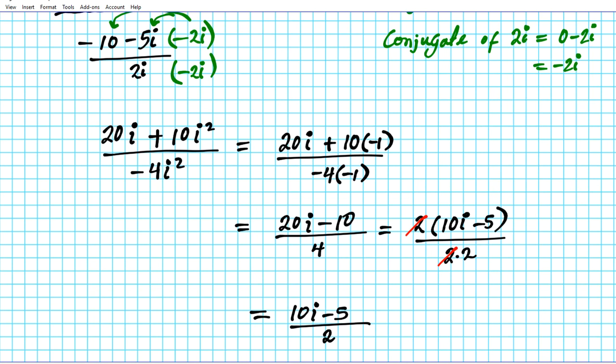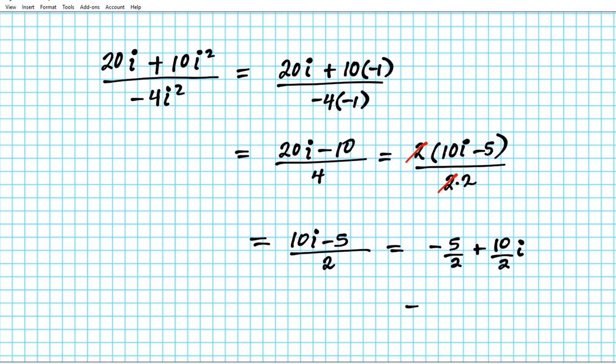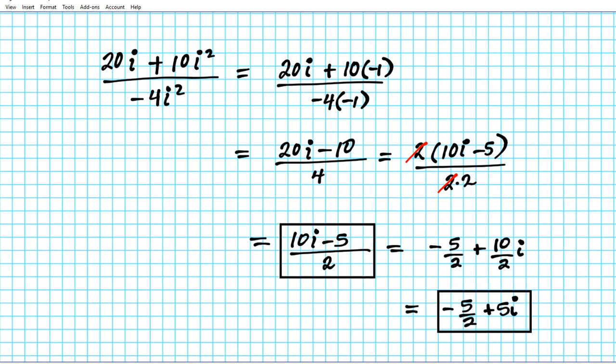If you want to write it in the standard a plus bi form, it can be written as 5 over 2 plus 10i over 2. And then you can simplify that further. You can write it as 5 over 2 plus 5i. These two forms are acceptable forms of your final result, the quotient of negative 10 minus 5i and 2i. Alright, let's take a look at another example.